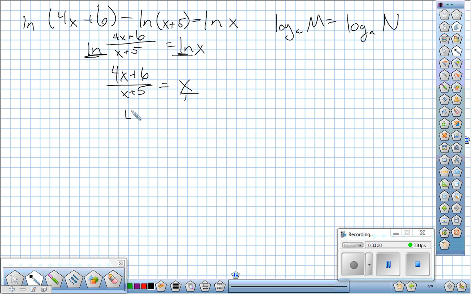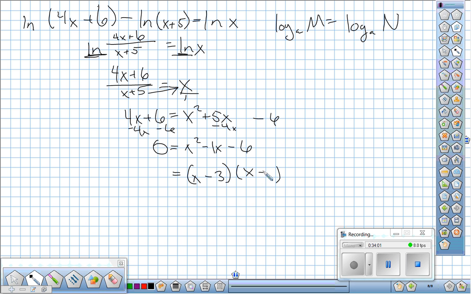Okay, I feel comfortable that you guys can solve that. So I have 4x plus 6 equals, when I multiply x plus 5 times x, I would then get x squared plus 5x. Get all my x's and stuff on the same side since I have an x squared. So I'm going to subtract 4x and subtract 6. So I'll get 0 equals x squared minus 1x minus 6. Okay, what multiplies to negative 6 and will give me 1? I'm going to factor that down, and I will have x minus 3, x plus 2, and then x will equal positive 3 and negative 2.